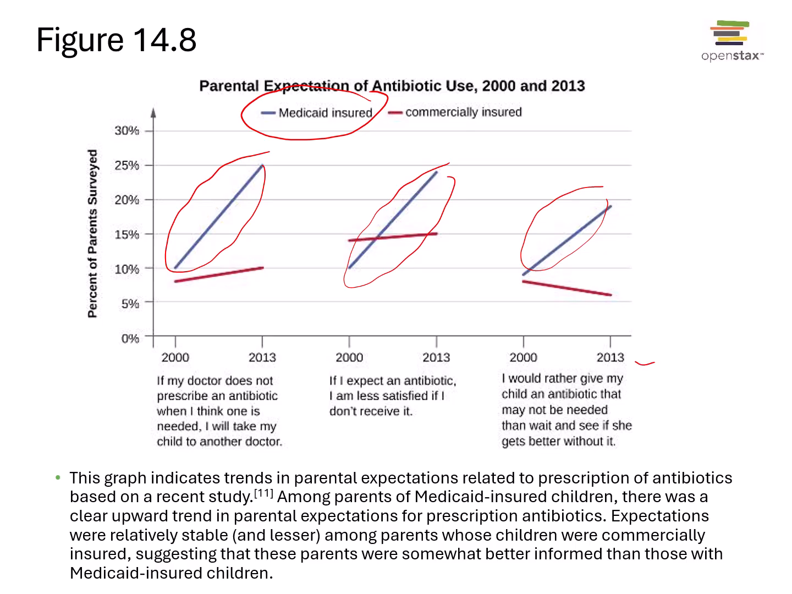I think the survey questions are also very interesting. In this one, for instance, they say the parents would rather give their child an antibiotic that might not be needed rather than wait and see if the child gets better without it. So I can understand the frustration on the parents' end, right? Your child is sick and you're going to the doctor and the doctor's not giving you any medication to treat your child.